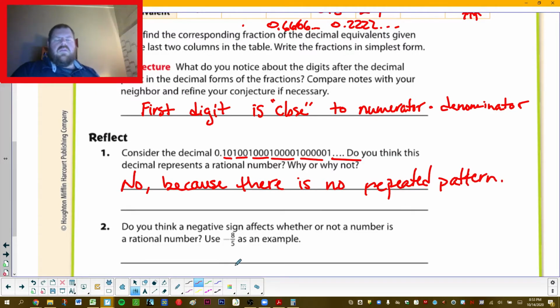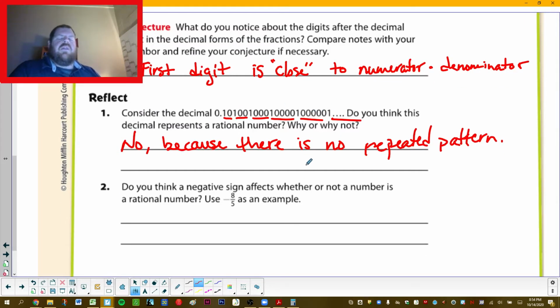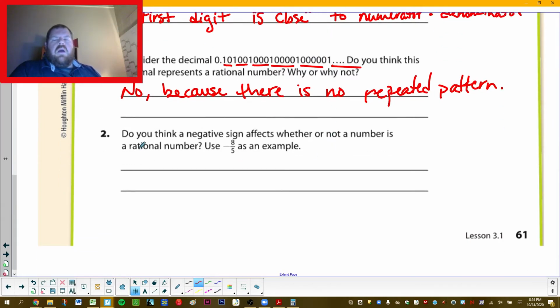Okay. There's no repeating. Yes, there is a pattern, but it's not that repeating idea. It's not like repeating the same number or same couple numbers over and over again. It always adds a 0 in there. Do you think that the negative sign affects whether or not a number is a rational number? Use -8/5 as an example.